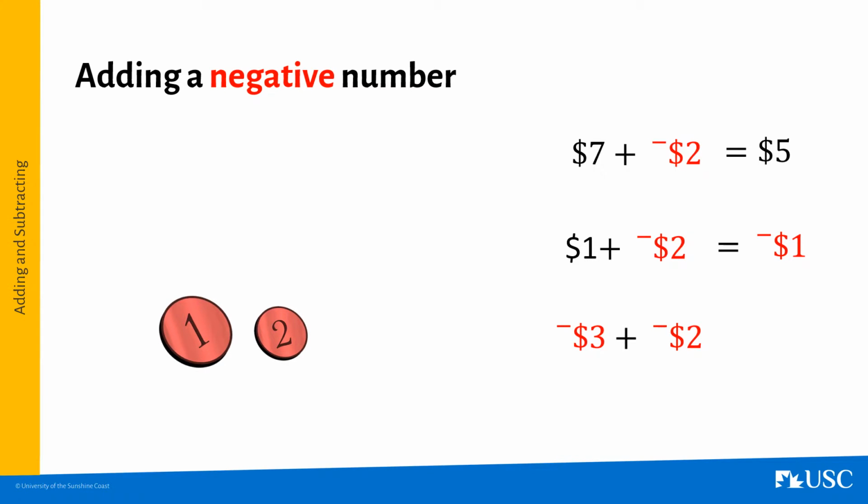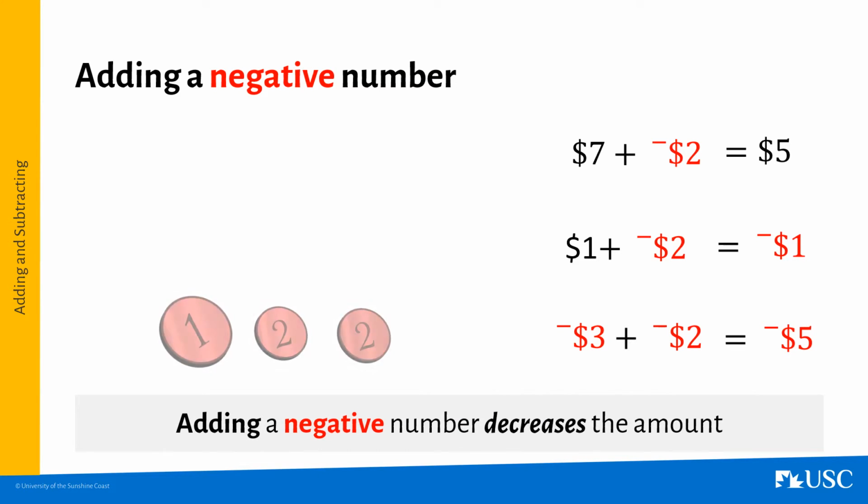Starting with a debt of $3, we'll add a debt of $2, so our debt now is $5. Our balance has again decreased. In each case, adding a negative number decreases our balance, which makes sense again because adding a debt will decrease our balance.